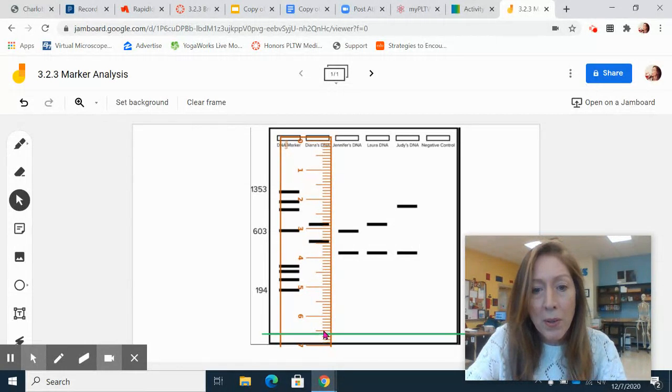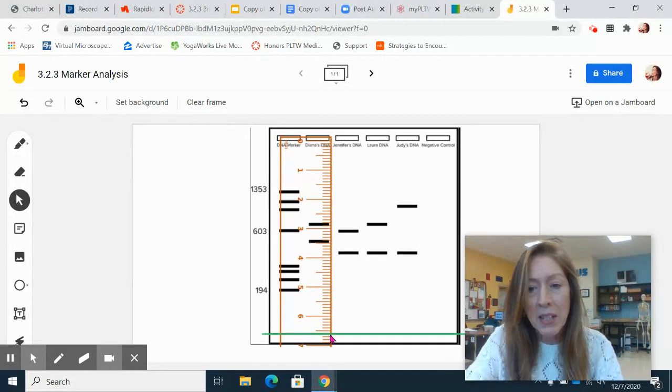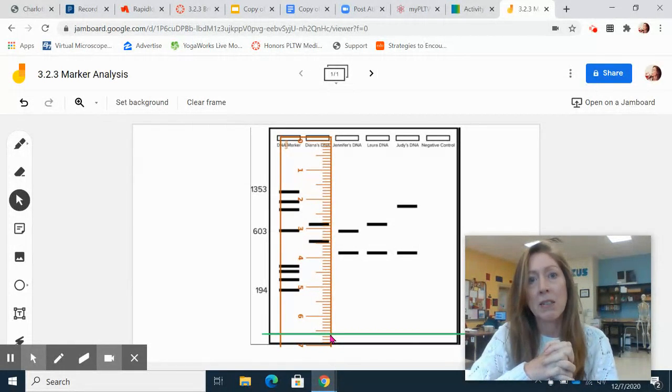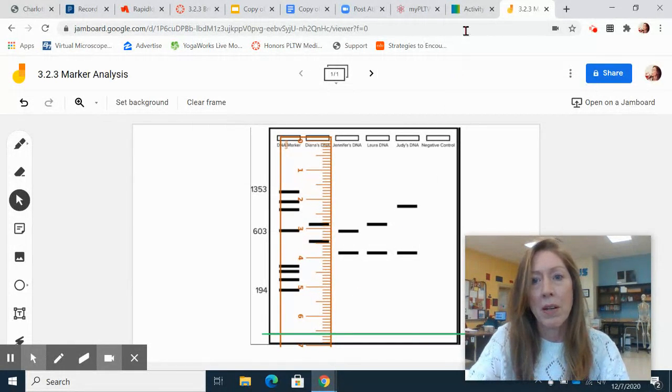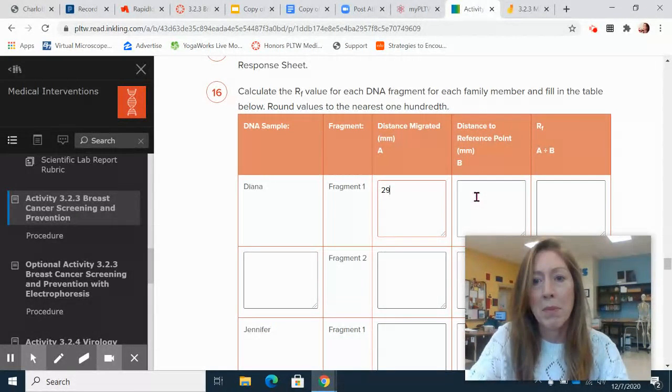All right, so we can see that this is 1 centimeter, 2, 3, 4, 5, 6 centimeters, and 7 is all the way down here. So the reference line is what I want to look at. I want the bottom of the green line to be my reference point. So that would be about 6.6 centimeters, times 10 would be 66 millimeters. So I'm going to put 66 millimeters for the distance to the reference point.